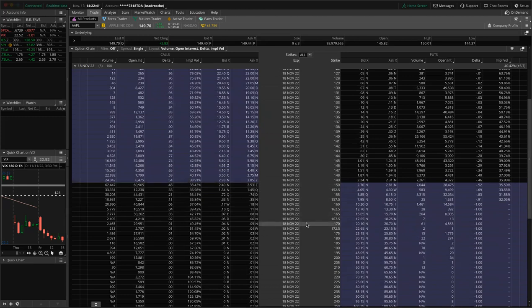So the ones that are further out of the money, they're more likely not to be worth anything by the time it gets to expiration. So that's why they are cheaper. And then as you go in, they have more intrinsic value. But that's getting into it a little too deep, so we're just keeping surface level.